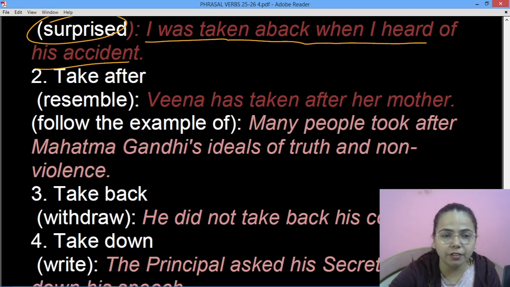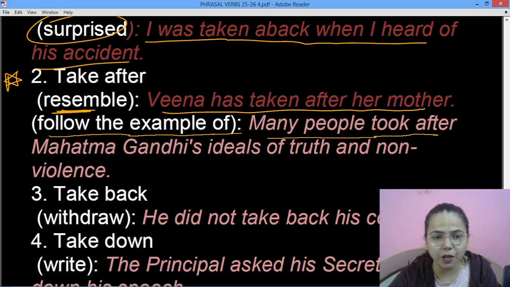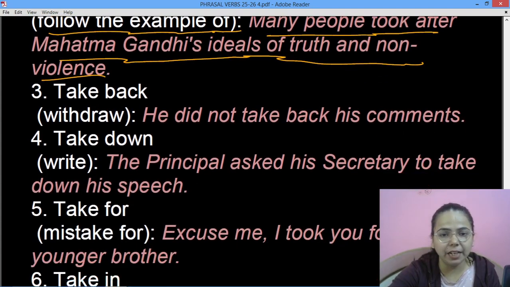To take after, again very important, जब आप एक किसी के जैसे दिखते हो, that is, to resemble. Veena has taken after her mother. Then follow the example of many people: took after Mahatma Gandhi's ideals of truth and non-violence, जब आप उनके नक्शे कदमों पर चलते हो.